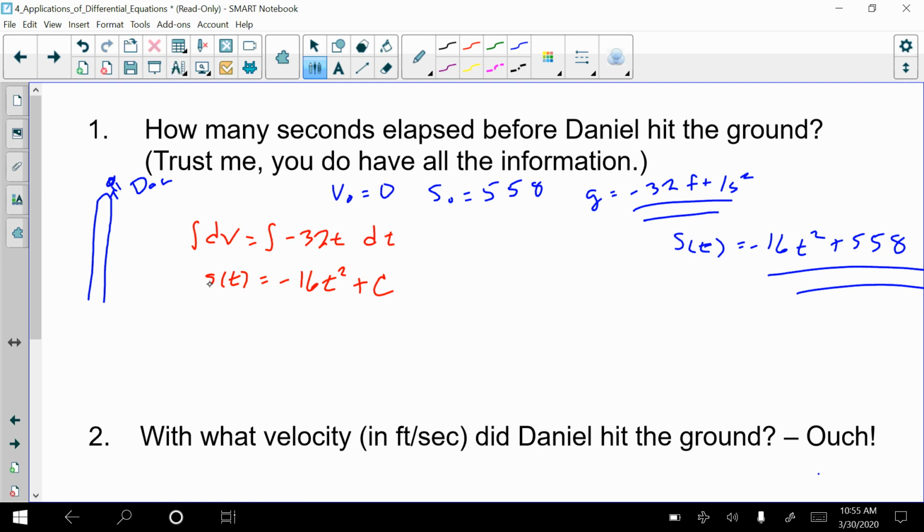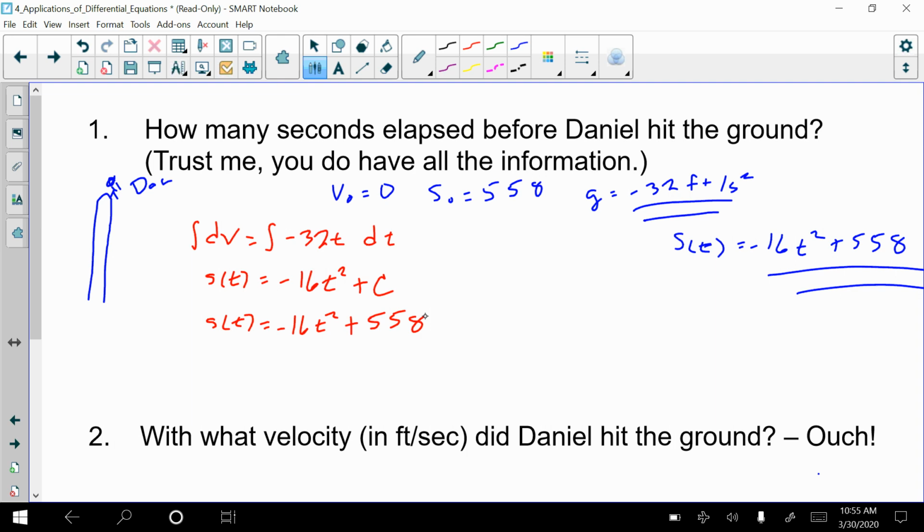So there's our position function. s of t would be equal to negative 16t squared, and we know the initial velocity is 0 and the position function is 558, so we wind up with the same equation that we were able to just reason our way to without having to do any calculus.